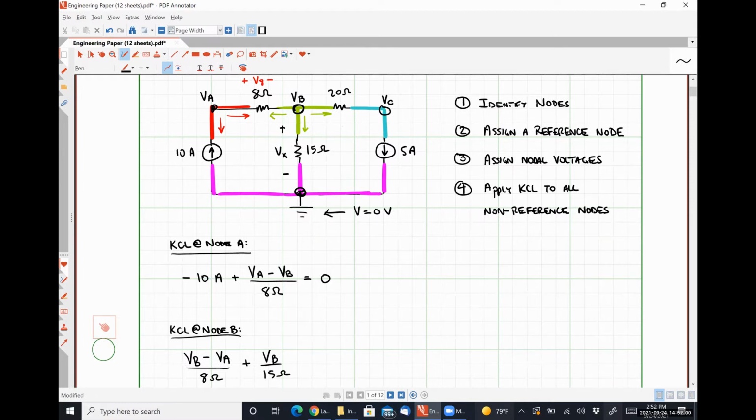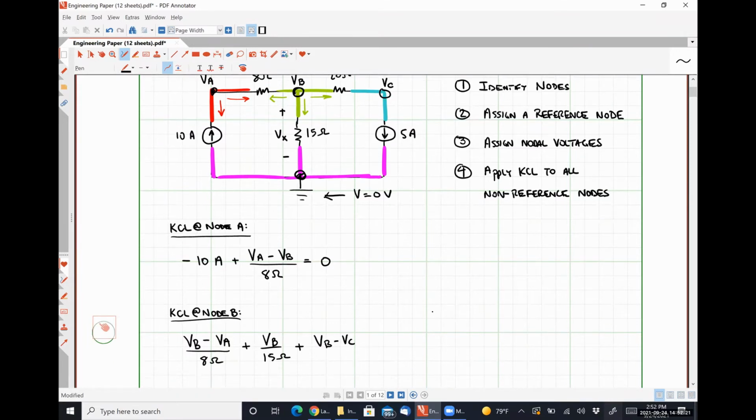Okay. Now let's talk about the current directed to the right. Mr. Aycock, I haven't picked on you for a while. What's the current directed to the right through the 20 ohm resistor? VB minus VC over 20 ohms. Perfectly correct. Set this equal to 0. And now we move to node C.